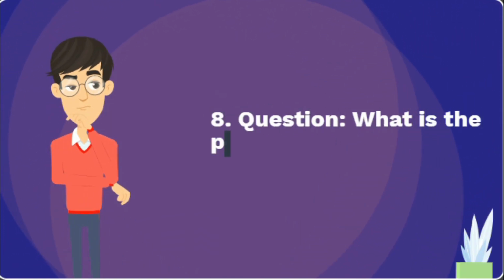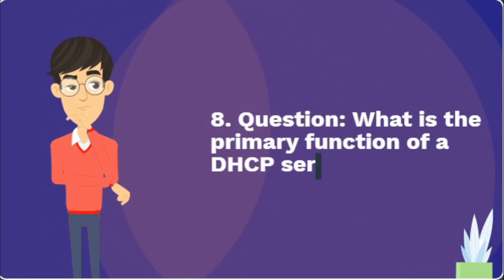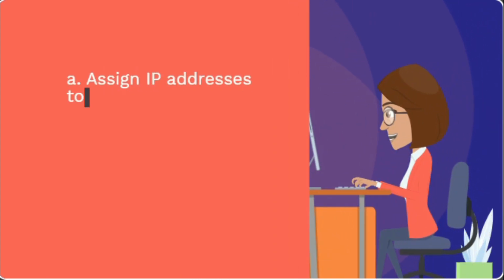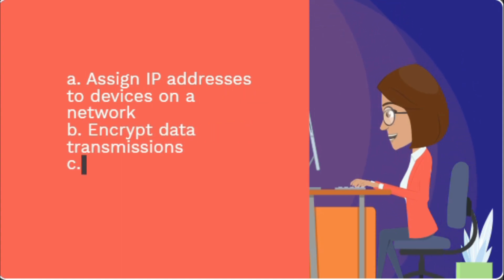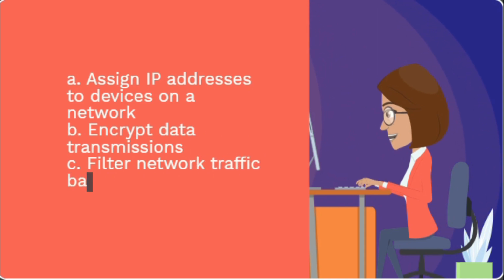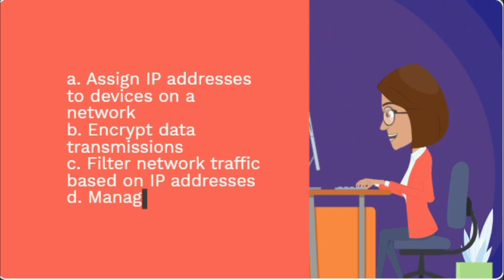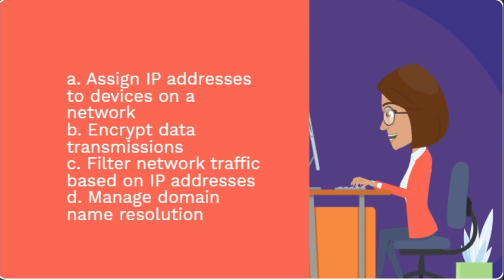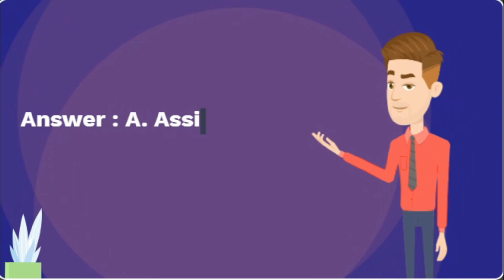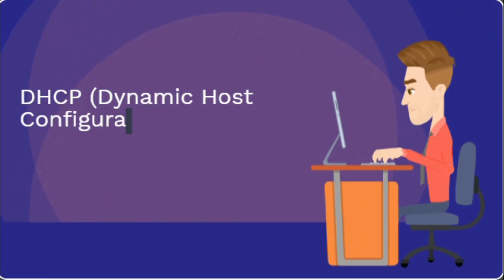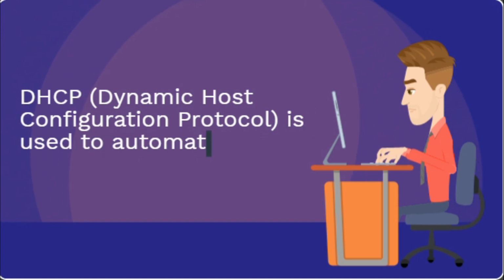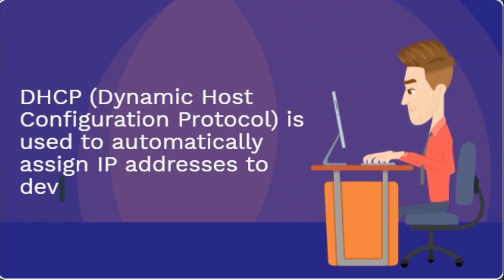8. Question: What is the primary function of a DHCP server? A. Assign IP addresses to devices on a network. B. Encrypt data transmissions. C. Filter network traffic based on IP addresses. D. Manage domain name resolution. Answer: A. Assign IP addresses to devices on a network. DHCP, Dynamic Host Configuration Protocol, is used to automatically assign IP addresses to devices on a network.